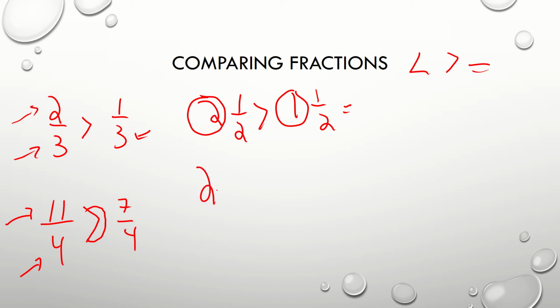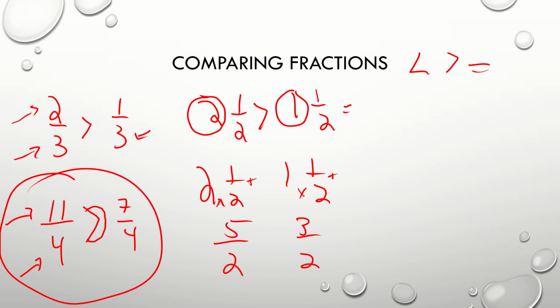Another way of doing this is to convert this into an improper fraction. So we have 2 times 2 is 4, plus 1 is 5 over 2. Over here we have 1 times 2 plus 1 is 3 over 2. Now, just like the process over here, we look at our denominator. It's 2, the same on both. So we look and 5 is bigger than 3. So Pac-Man eats the 5. These are all examples with a like denominator.